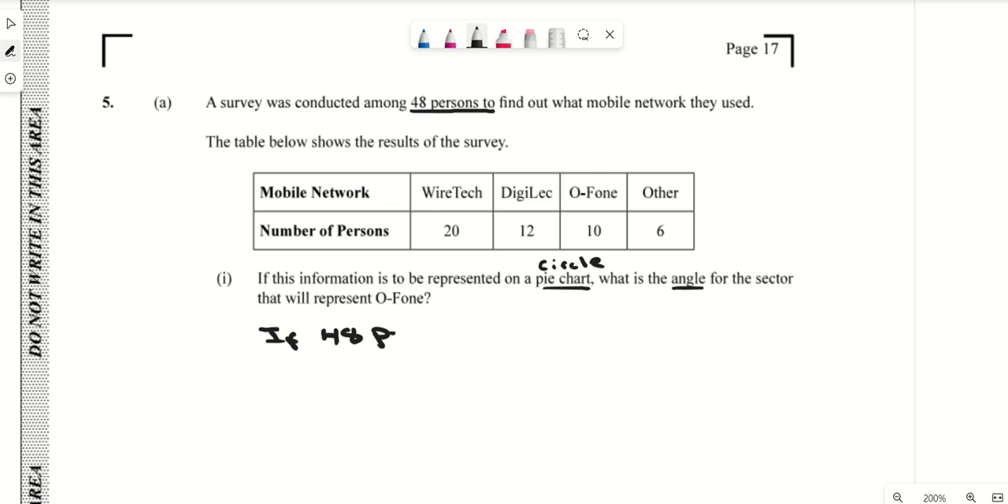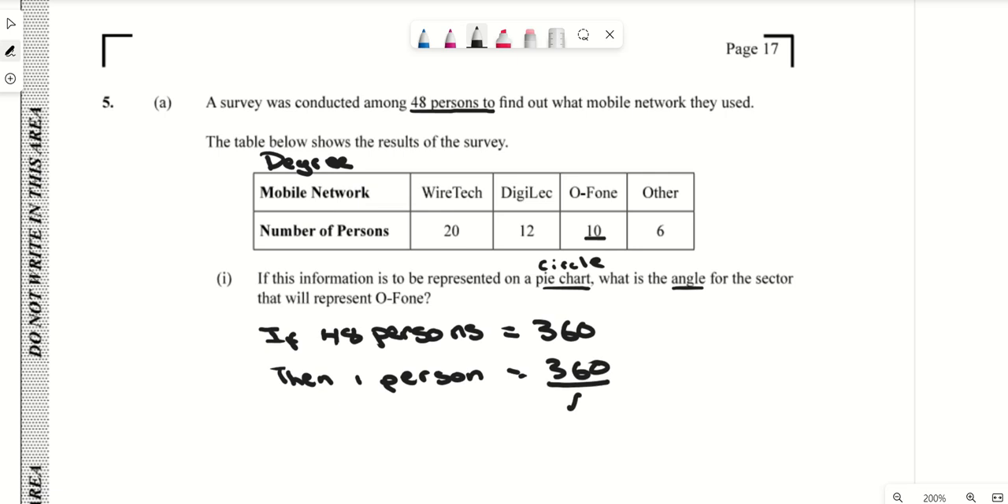So we can say if 48 persons is equals to 360, right? That is the first statement from everything that we read there. Then they said, if this information is represented in a pie chart, what angle for the sector that will represent an Ophone? So we want to know how many degrees is 10. So we're going to put our next section, degree or angle, on top, right? So if 48 persons is equals to 360, then one person would be 360 divided by 48.